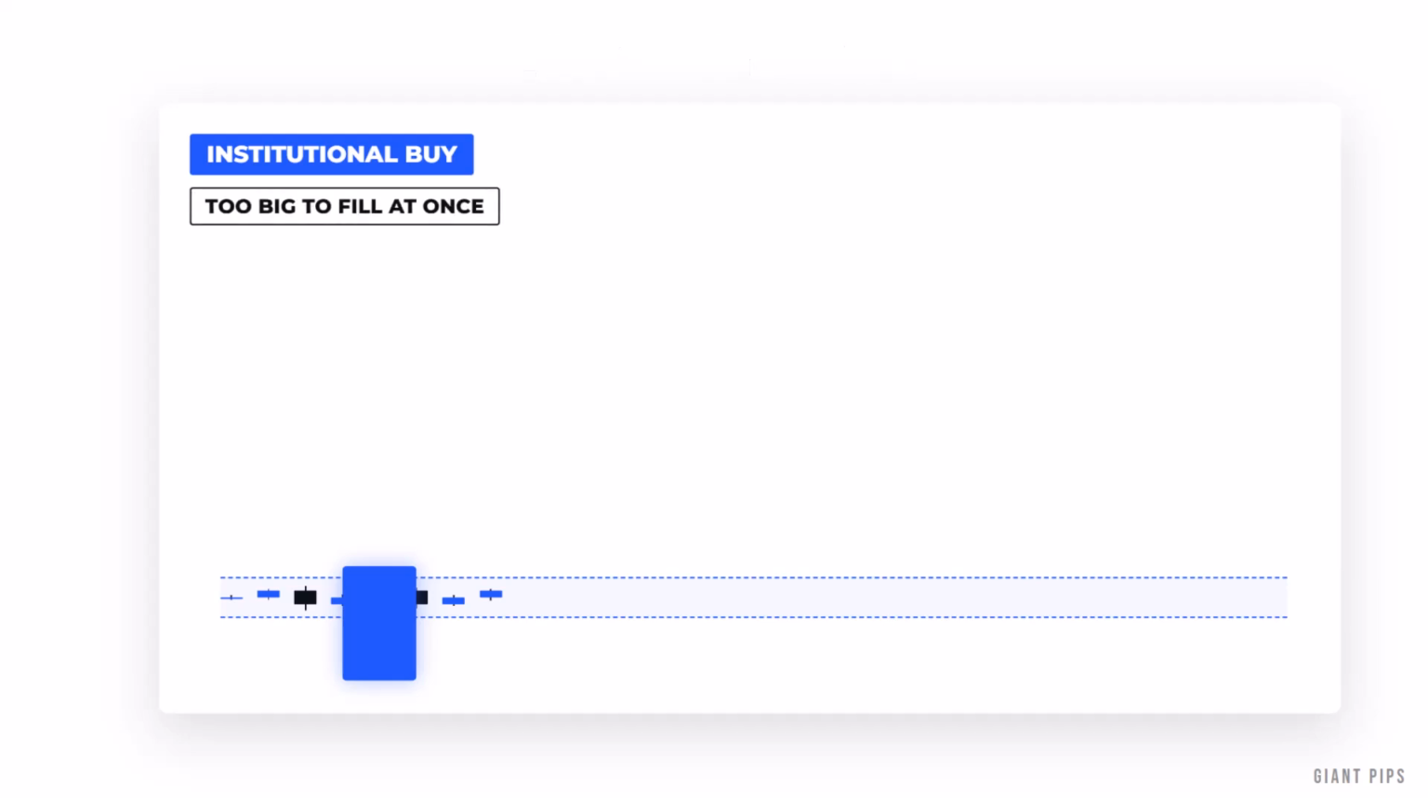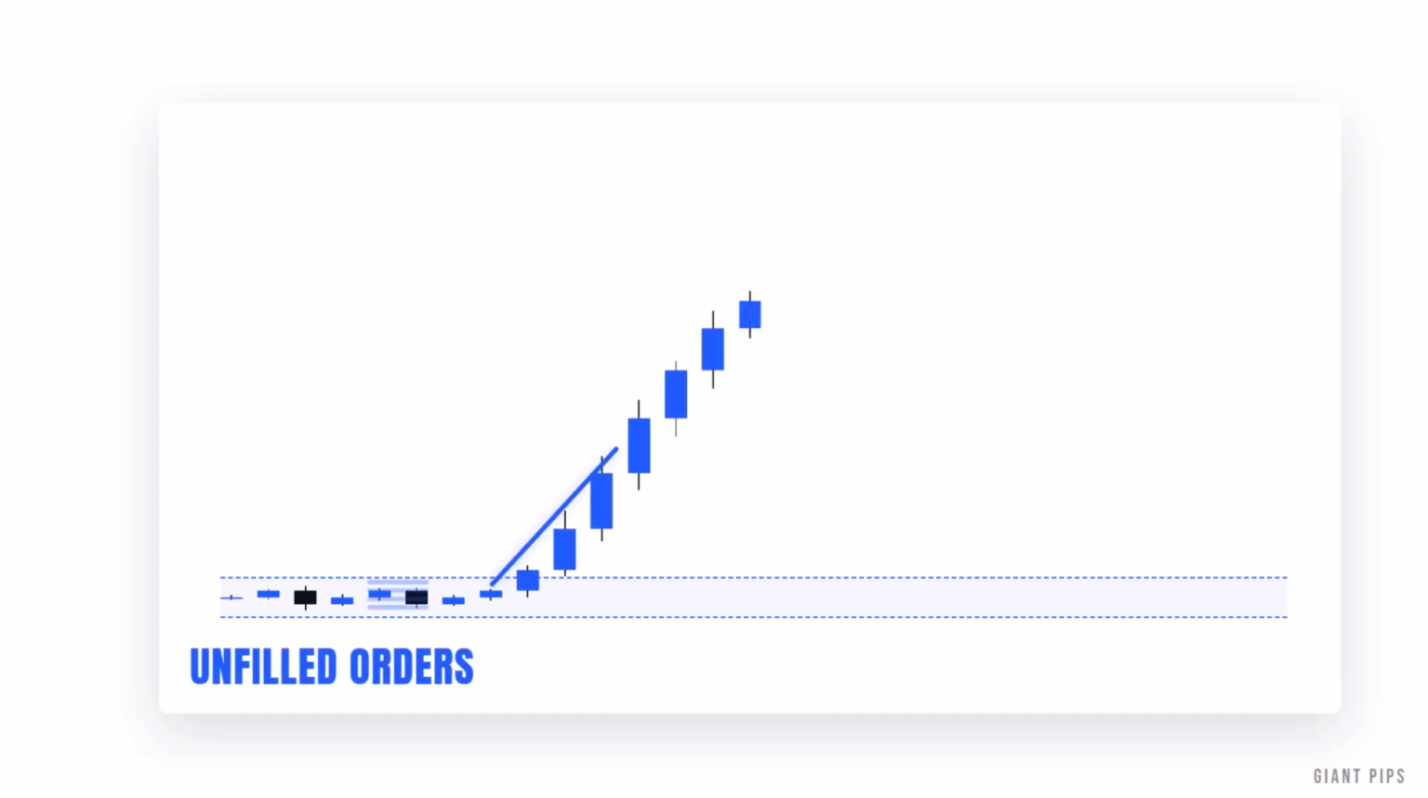Now here's the part almost nobody explains, and it's the whole reason this strategy works. When a large institution wants to buy, they can't just click buy one time and fill their entire position instantly. Their order is way too big. If they tried, they'd shove price straight up against themselves and end up with a terrible average entry. So what do they do? They buy what they can, price runs away from them, and they're left with a bunch of unfilled orders just sitting there at that level.